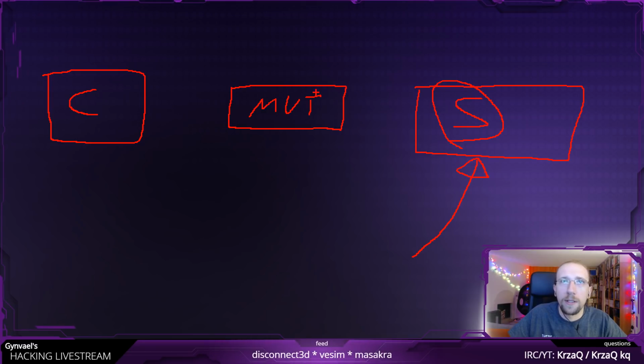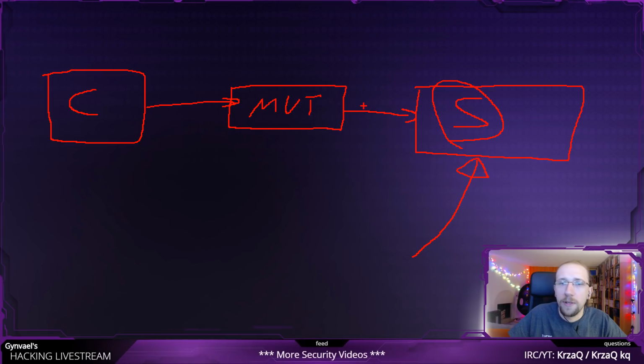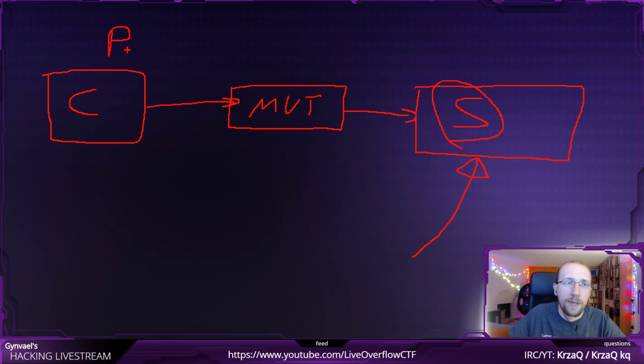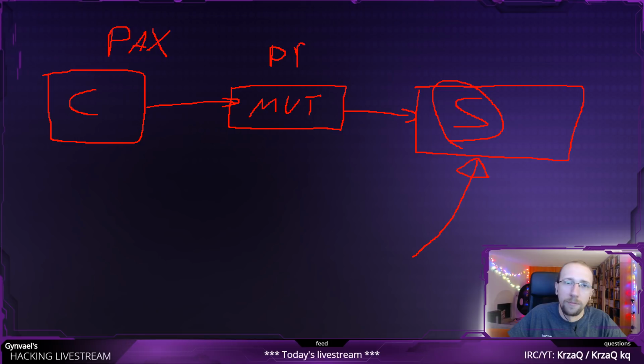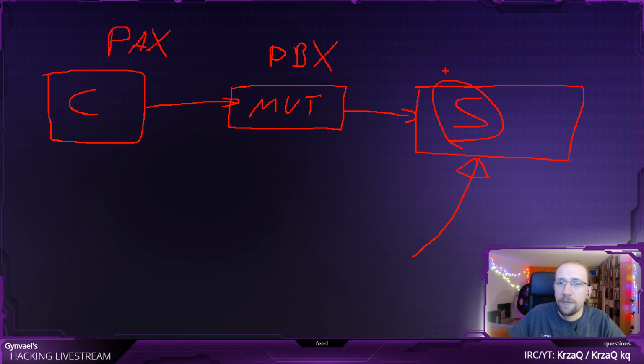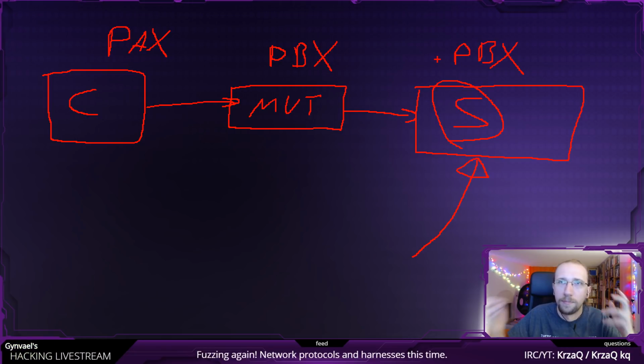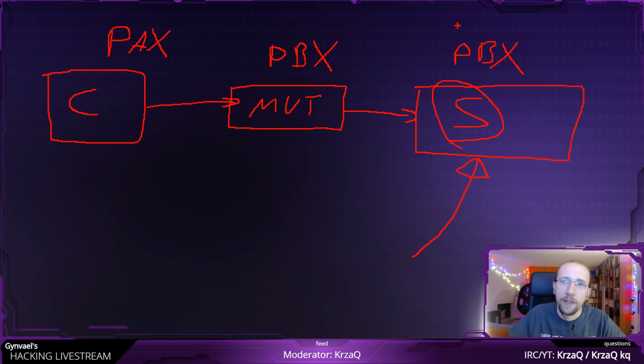The client wouldn't connect to the server, it would connect to the mutator, and the mutator would connect to the server. Therefore, if the client is a proper application, it would send a proper protocol. So let's say it would send PAX, because why not? Then the mutator would change one letter at random, for example, and send it to the server, and the server would try to process this PBX and maybe crash, maybe not crash, and then reply with something.